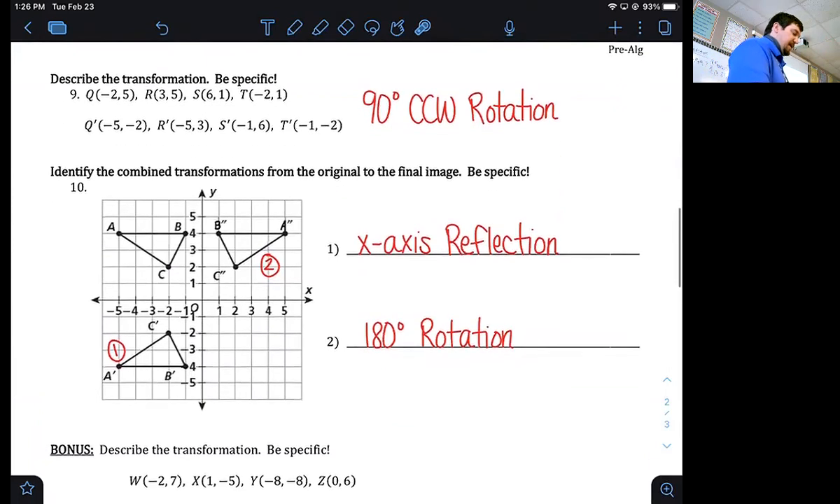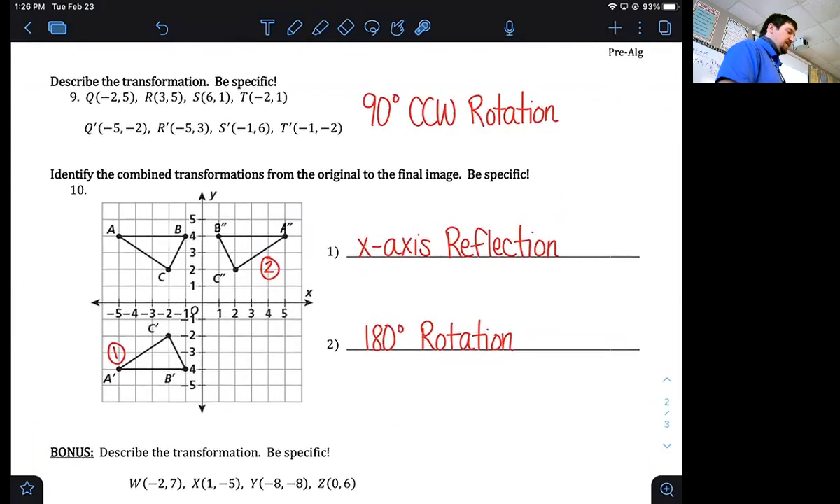Number 9 on the back side, they give you Q, R, S, T, and then Q prime, S prime, T prime, R prime. Skipped over R prime. And so you'll see that the coordinates have definitely been flip-flopped. So it's some sort of 90-degree rotation, but they took the opposite of the y coordinate before they flip-flopped them. And so the opposite of the y coordinate when you flip-flop becomes a 90-degree counterclockwise rotation. Have to have the word rotation, have to have 90 degrees, have to have counterclockwise.